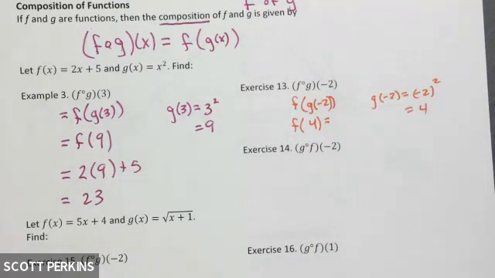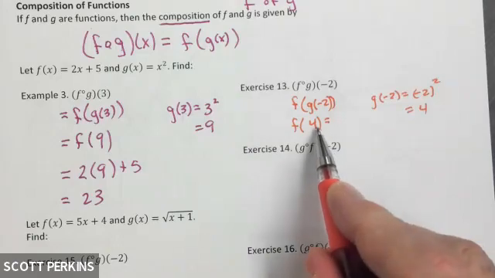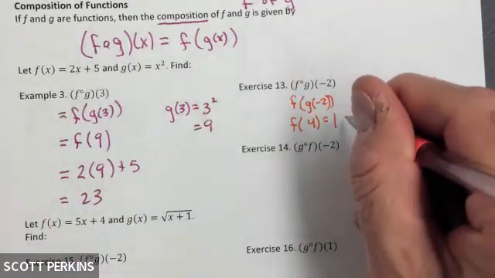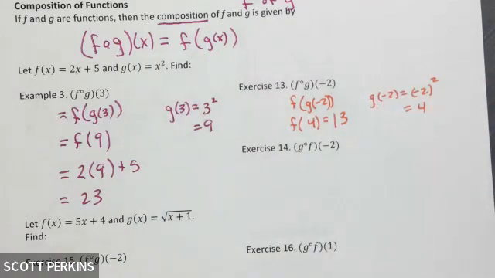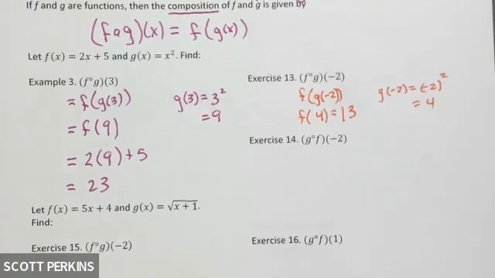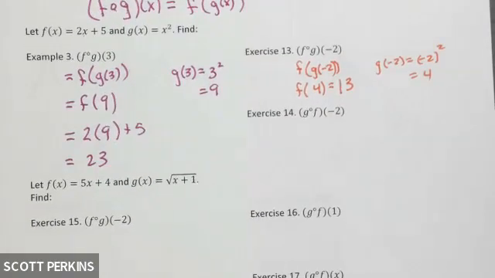Is everyone tracking what's going on here? If you're not, and you're not asking a question, I don't understand why, so please do. So 4, when I plug it in, 2 times 4 is 8, plus 5 turns out to be 13. The next problem right below it, exercise 14, reverses the letters. So this time you're going to do g composed with f. First thing to do is translate that into function notation that we're used to dealing with, and then go from there.